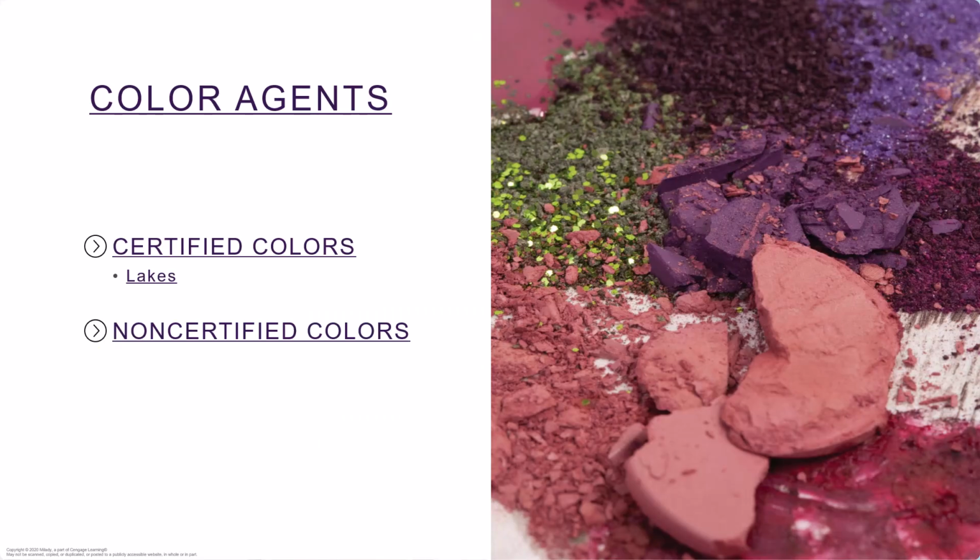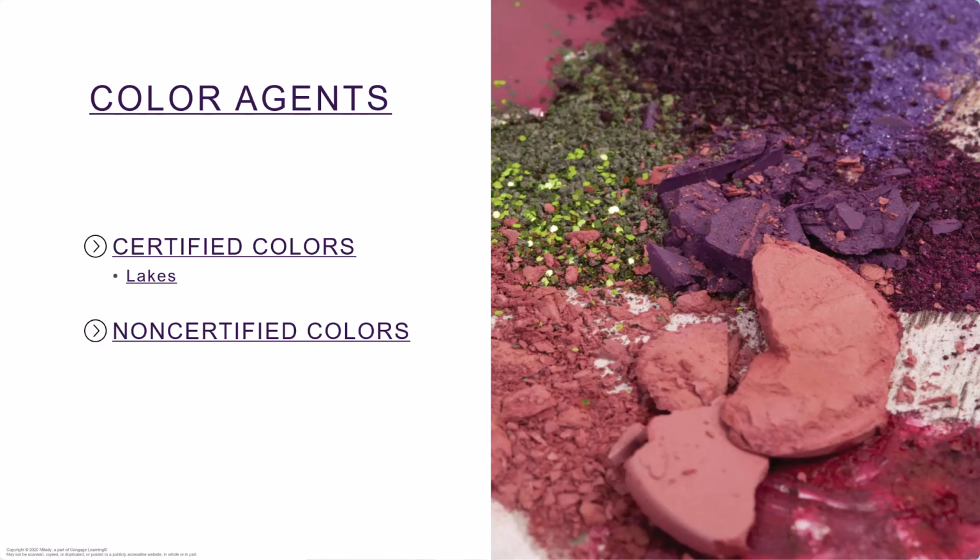Color agents can be either functional or performance ingredients. So as functional ingredients, they enhance the visual appeal, but as performance ingredients, they add color to makeup products. The types of color agents: there are certified colors, which are subject to FDA batch certification, and these include synthetic or organic dyes, lakes, and pigments. And lakes are just insoluble pigments that are made up by combining dye with an inorganic material.